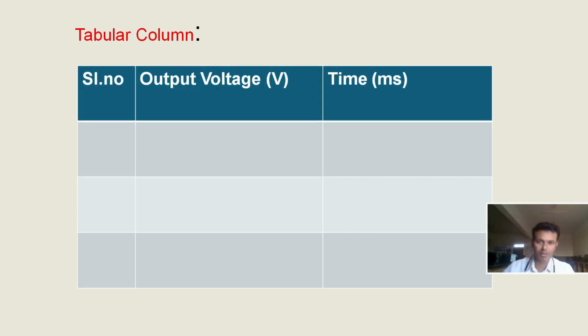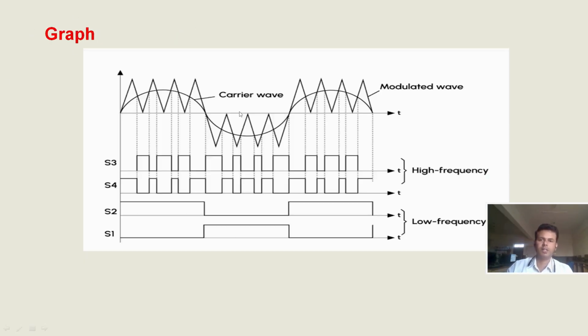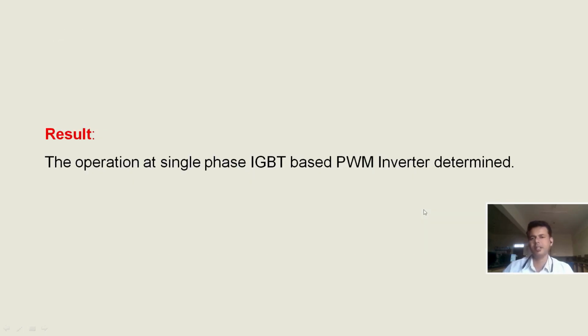So this is the tabular column. In this tabular column, we need to note the output voltage and the time. This is the graph that we are going to obtain in the CRO. We have the modulated wave and the carrier wave. These are the comparisons to get the high frequency and the low frequency. Result: the operation of the single phase IGBT based PWM inverter can be determined easily.